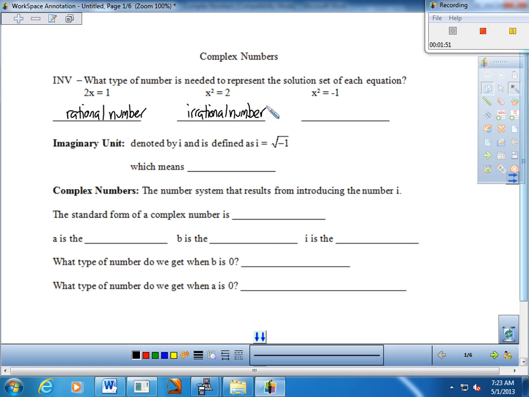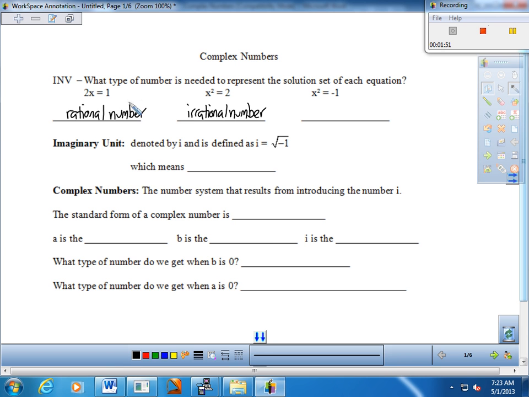Now we go over to this one right here. And by the way, everybody, if you remember from way back when, the real number system is made up of all the rational numbers and irrational numbers. So this set of numbers and this set of numbers compile what we would call real numbers.